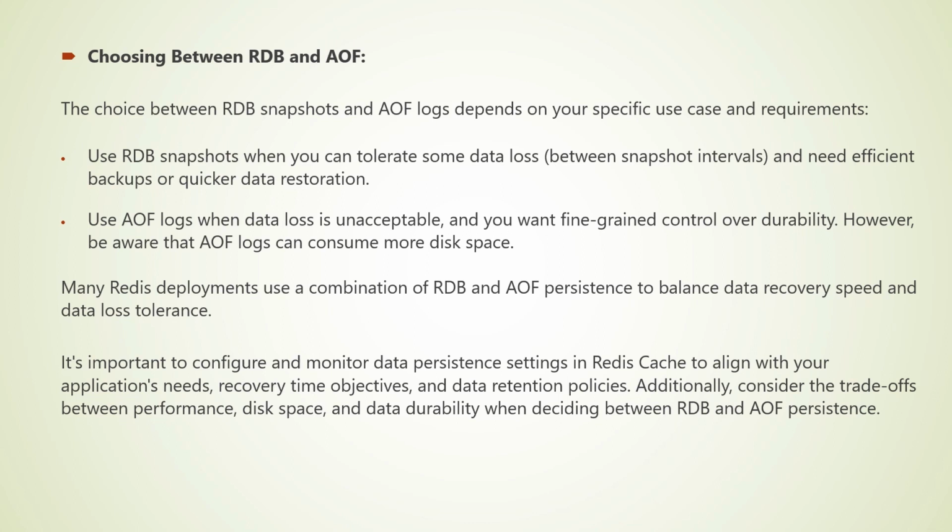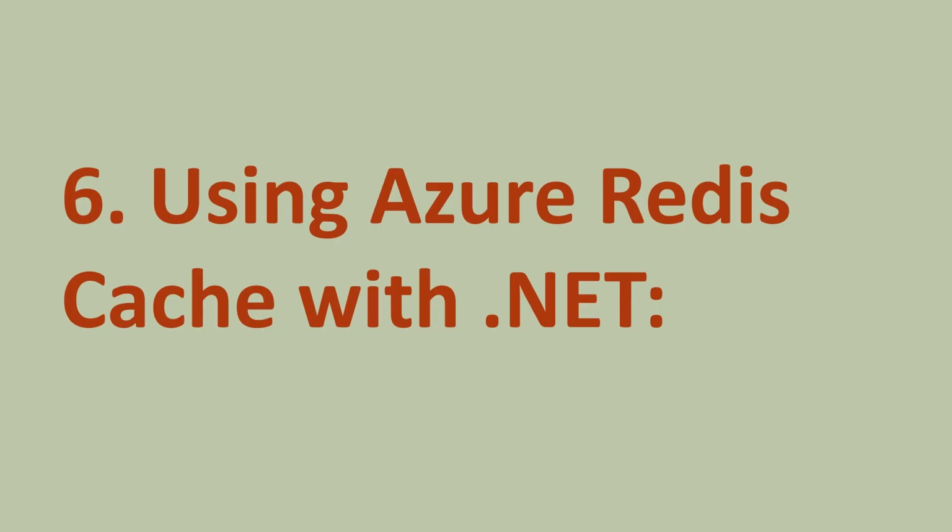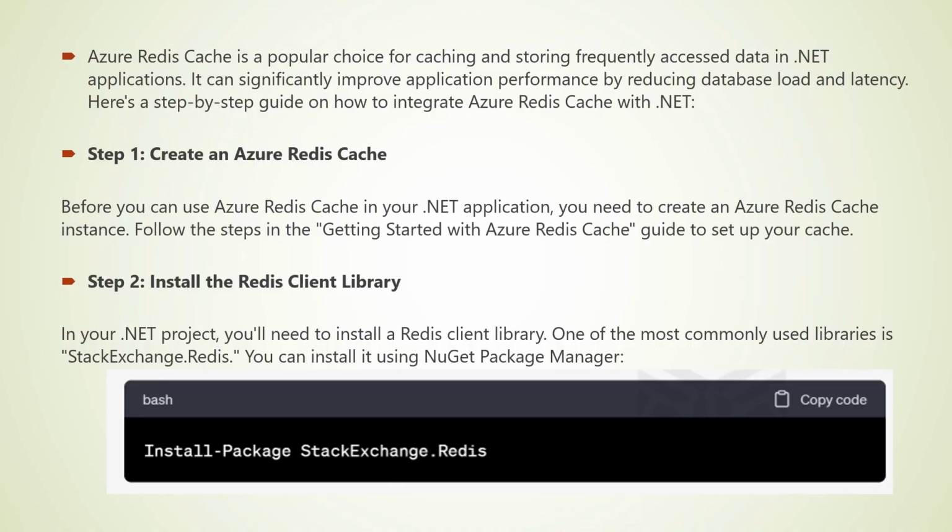6. Using Azure Redis Cache with .NET. Azure Redis Cache is a popular choice for caching and storing frequently accessed data in .NET applications. It can significantly improve application performance by reducing database load and latency. Here's a step-by-step guide on how to integrate Azure Redis Cache with .NET.